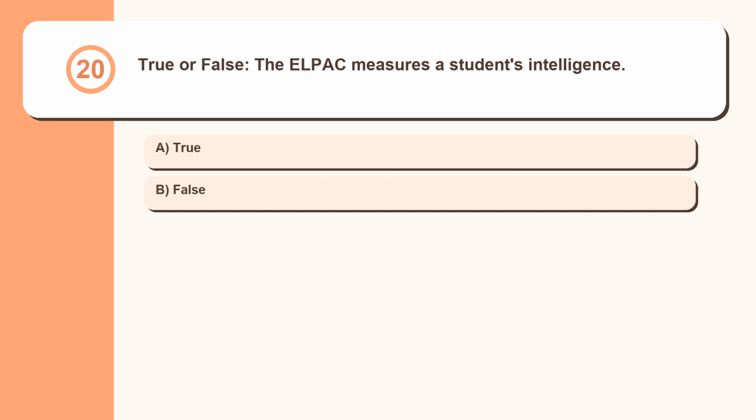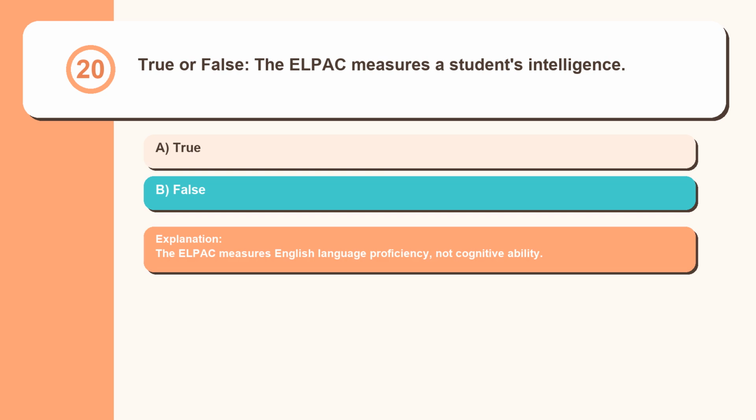Question 20. True or false? The ELPAC measures a student's intelligence. True, false. The ELPAC measures English language proficiency, not cognitive ability.